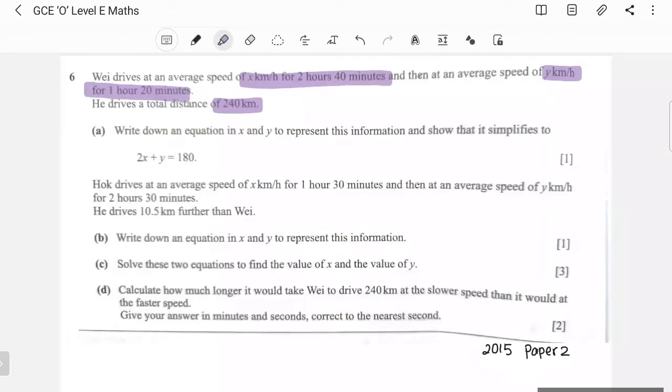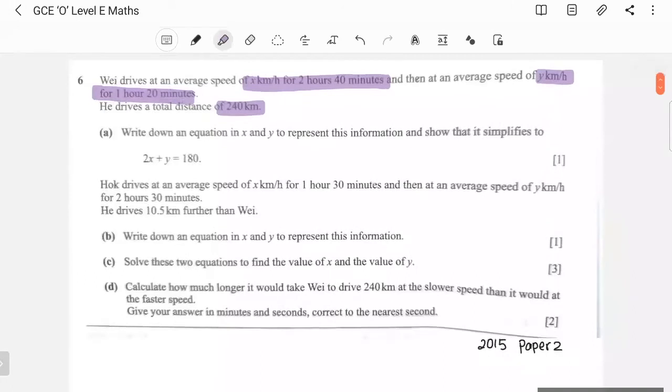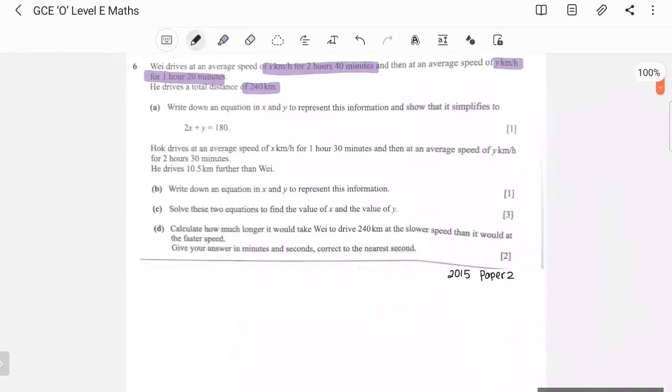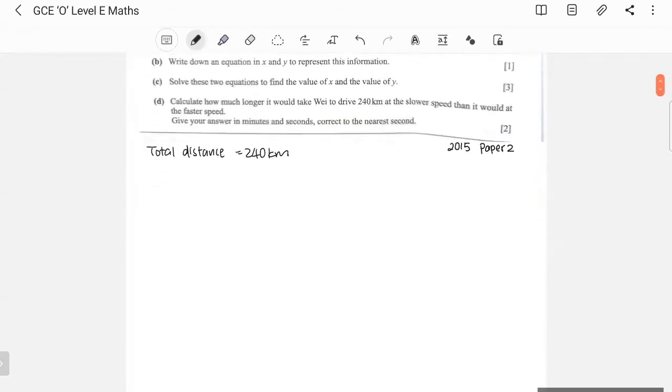Okay, so here we have two separate trips. The first trip is x km per hour for 2 hours 40 minutes, and then the second trip is y km per hour for 1 hour 20 minutes. So for this, we have to add up these two together to find the total distance. How do we approach this question? We know that the total distance is 240 km, and that speed times time is distance.